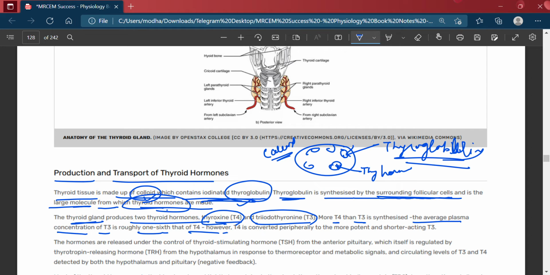T3 is one sixth as compared to the T4. T4 is converted peripherally to the more potent and shorter acting T3.